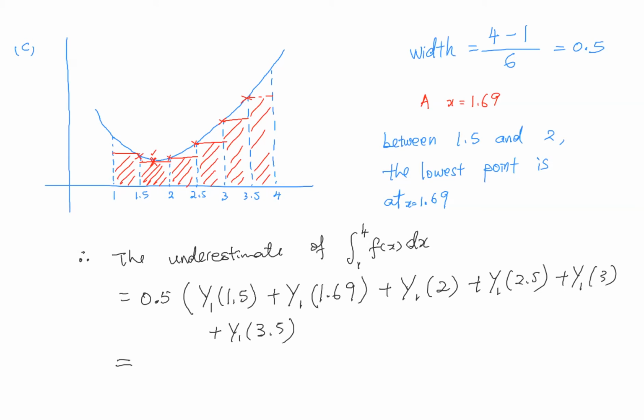Okay, so what is the answer? Yes, young man over there, what is the answer? Anyone. 4.92 unit square. All right? Okay. So let's go to part D. Am I too fast? Okay, let's go to part D.